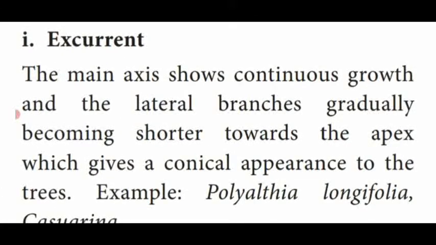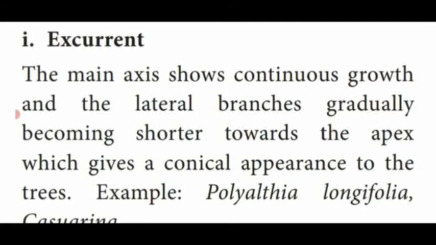First, we are going to see excurrent. The main axis of the stem shows continuous growth. That means there is no limitation. Continuously, it shows growth and development in the main axis only. But the lateral branches show limited growth, that means they are very short towards the apex. So the entire tree looks conical in appearance.